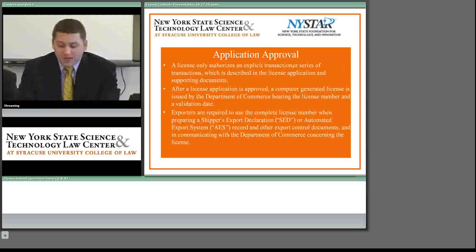In approving the application, the BIS will either authorize the explicit transaction that was applied for, or a series of transactions, in whole or in part. It may just approve part of the application. The license number given on the application is used when the shipper files a shipper's export declaration, which will be discussed later. Also, if any questions arise or for any communications with the BIS, the shipper will use the license number when contacting the BIS.